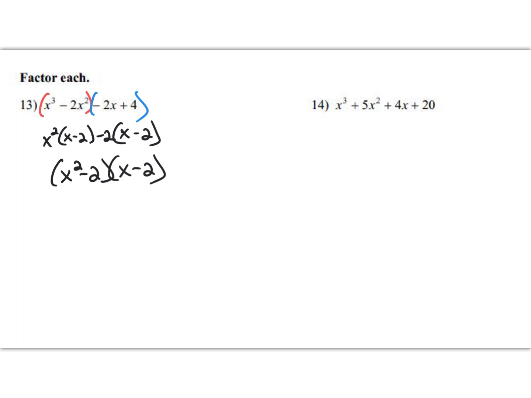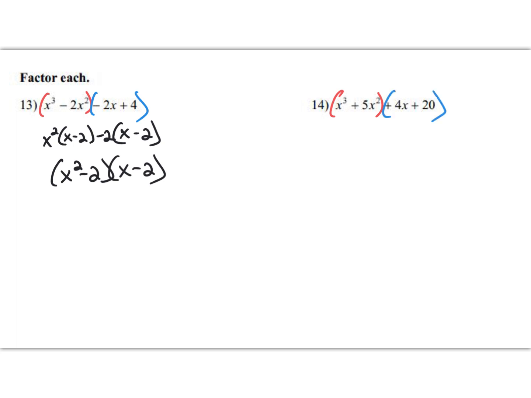All right, let's take a look at number 14. Same thing here. We have these 4 terms with our exponents descending, x cubed plus 5x squared plus 4x plus 20. We're going to factor this by grouping. So I'm going to group the first 2 terms, and I'm going to group the second 2 terms, okay?